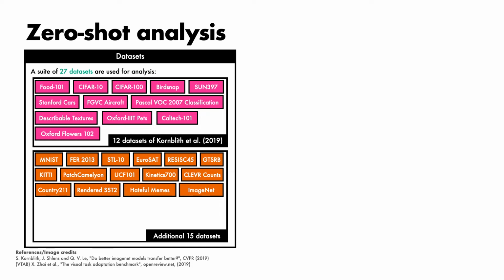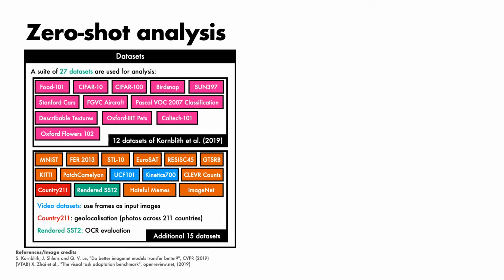Among these, 2 are video datasets, for which classification is performed using frames as input images. 2 other datasets were curated by the CLIP authors themselves: Country 211, which targets geolocalization and comprises photos across 211 countries, and Rendered SST2, which evaluates optical character recognition performance.